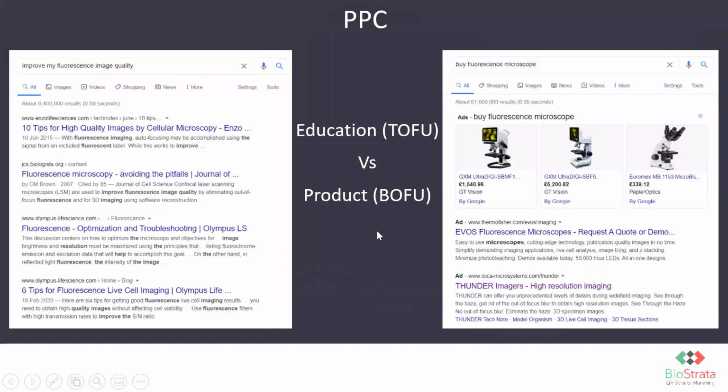What about another example? Pay-per-click advertising. Let's take Google Ads. On the left, we've got an educational search term, improve my fluorescence image quality. On the right, we have a bit more buying intent, so buy fluorescence microscope. So there are actually no Google Ads results. We'll come on to that in a moment for the educational term, but you can see from the organic results, they kind of make the point here that it's all content to help a person do their microscopy better. Whereas on the right, we can see lots of different product ads because people have shown product requirement in their intent.